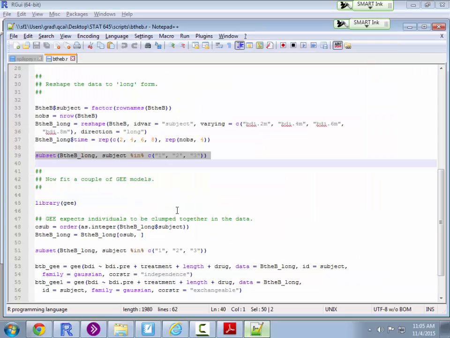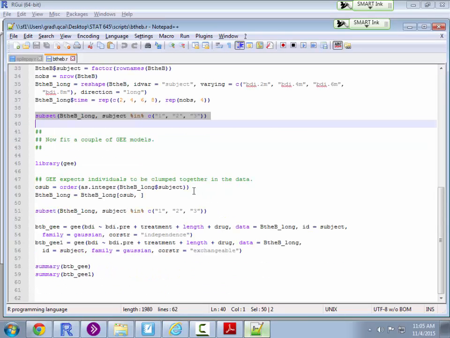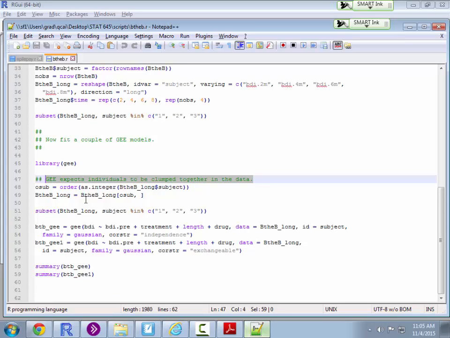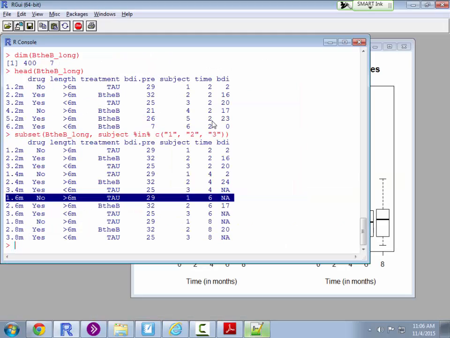At the time I wrote this, I was under the impression that GEE expects the individuals to be clumped together, not like they are right now. I'm not certain that's the case, but I'm going to go ahead and do it. I'm going to reorganize the data again to make it so that the first 4 rows are all subject 1, followed by the next 4 rows subject 2, and so on.